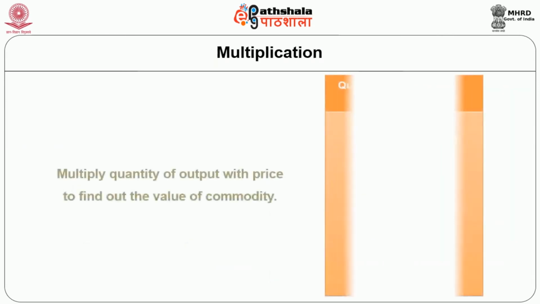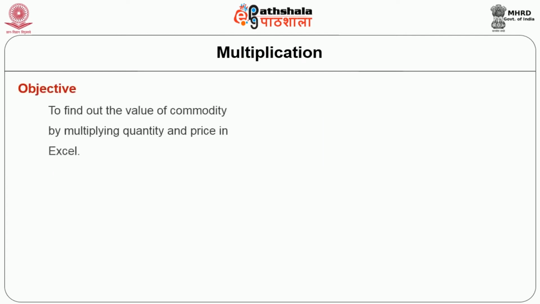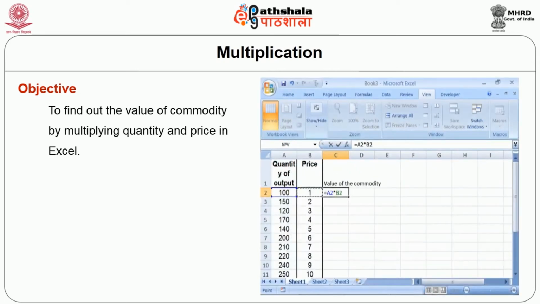Then multiplication. Multiply quantity of output with price to find out the value of commodity for the given data. Objective: to find out the value of commodity by multiplying quantity and price in Excel. The following are the procedure. Open the Excel sheet, enter the title quantity in A1 cell and price in B1 cell. Enter the data on quantity from A2 cell and price from B2 cell.